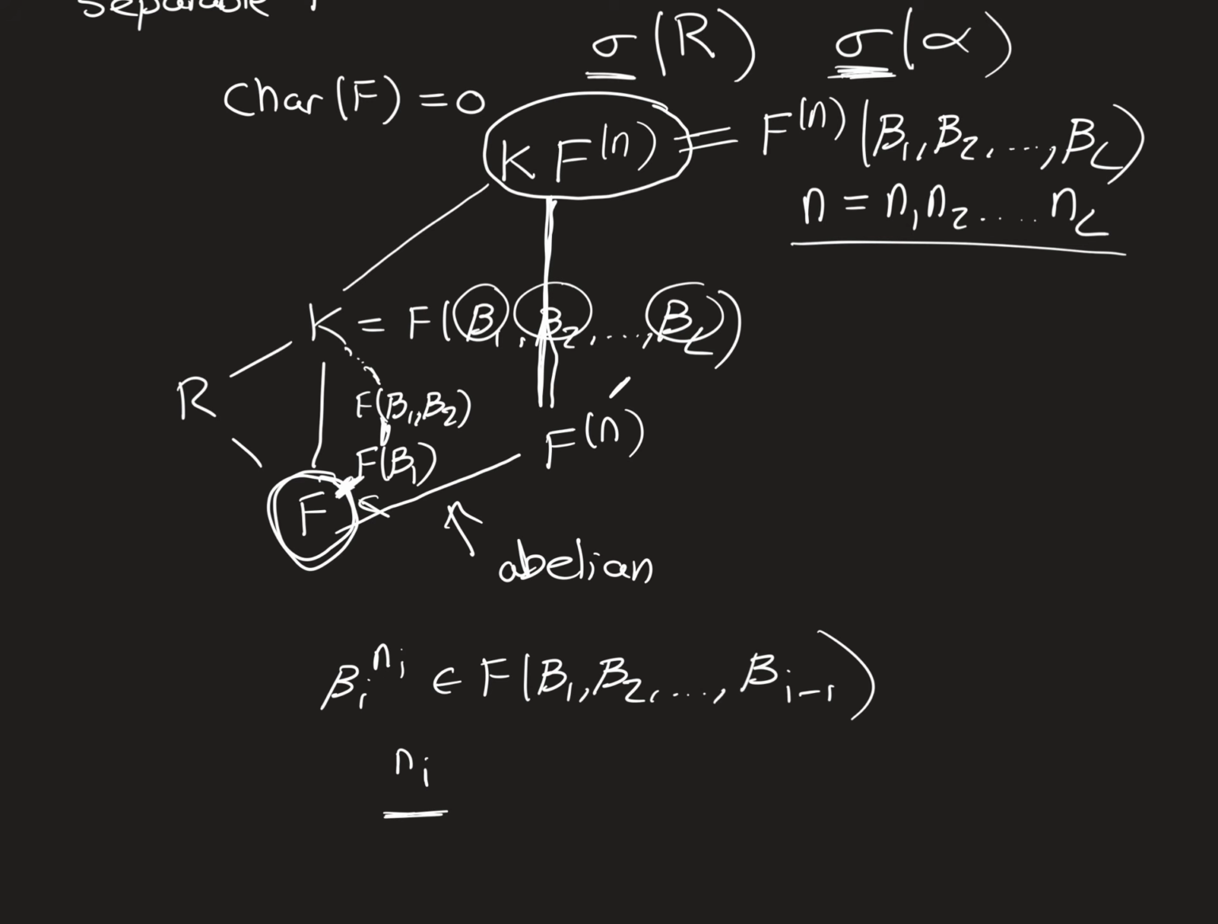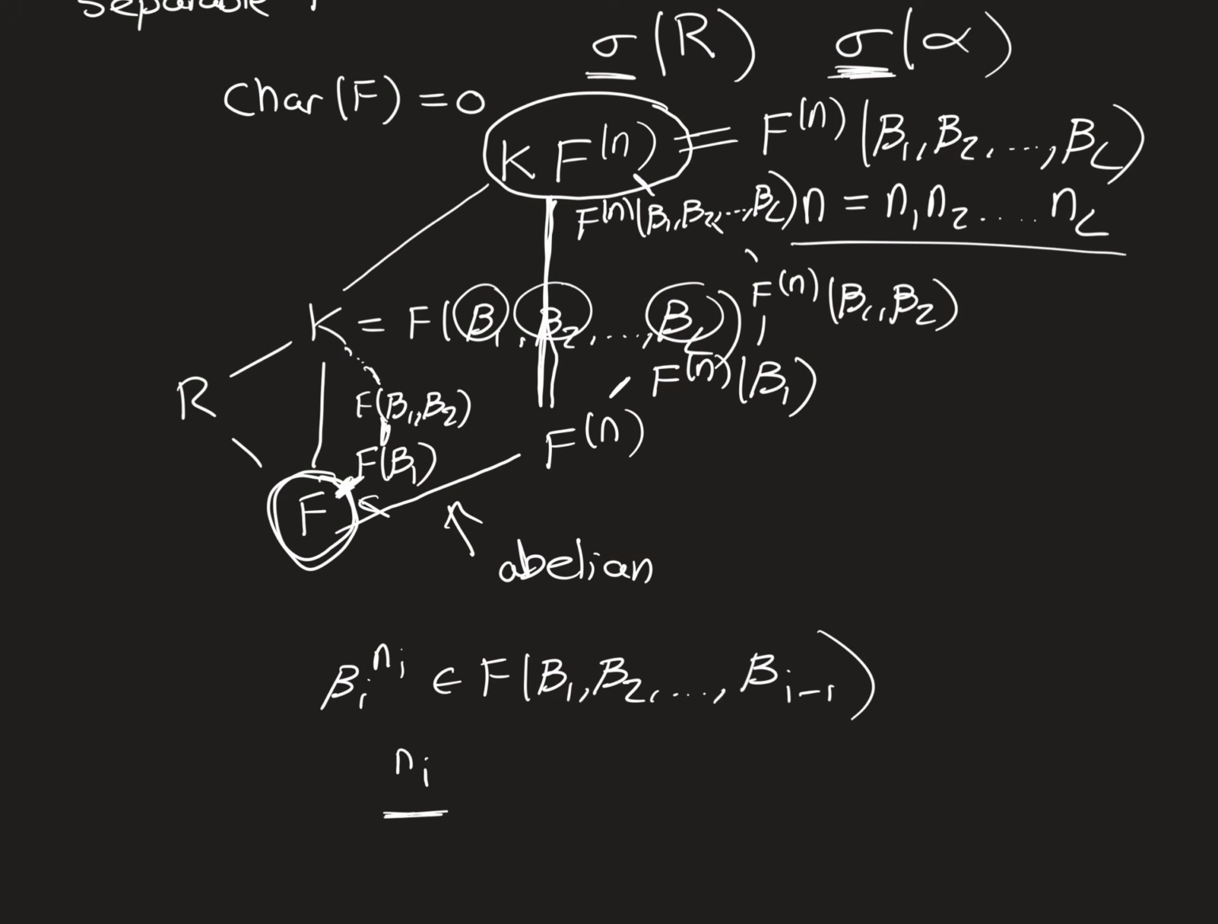So it's therefore got a whole bunch of mini sub-extensions here. You've got the nth cyclotomic extension of F adjoin beta 1. Then it goes up to the nth cyclotomic extension of F adjoin beta 1, beta 2. And then we go on, all the way up to the final one, the nth cyclotomic extension of F adjoin beta 1, beta 2, all the way up to beta L.